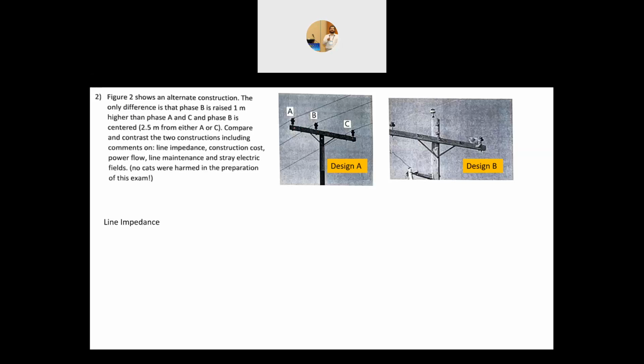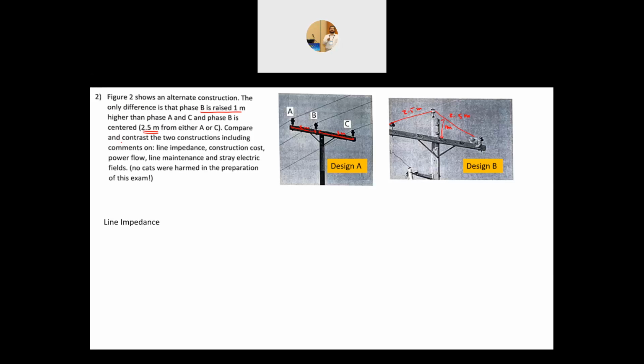In design A, it's a flat horizontal configuration of the lines. And we know that the distance here is basically 2 meters, and here it is basically 3 meters. Now, in design B, the insulator B has been raised above the cross arm by 1 meter. And these are basically 2.5 meters, 2.5 meters. Here it says that the distance from either A or C to B is 2.5 meters, and B was raised by 1 meter.